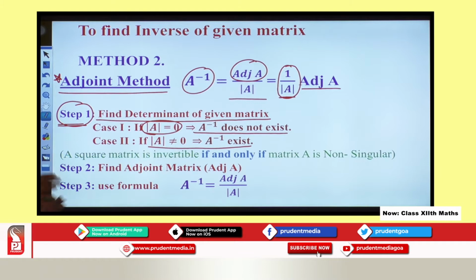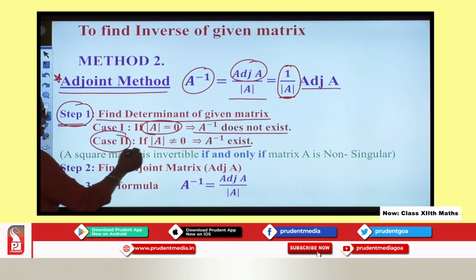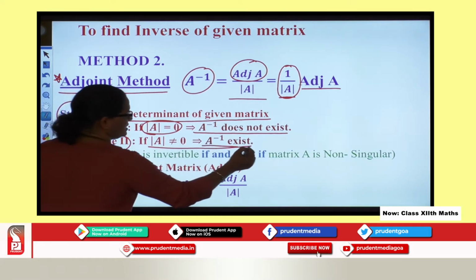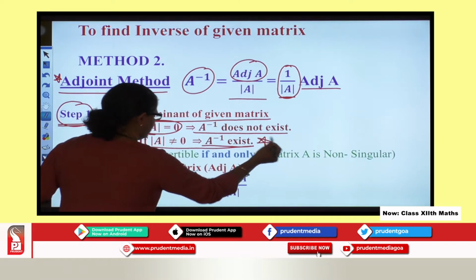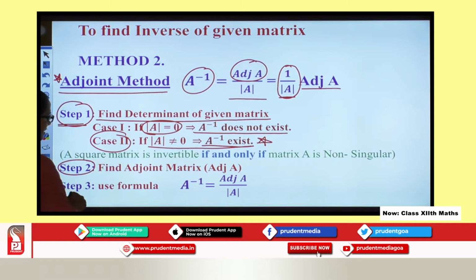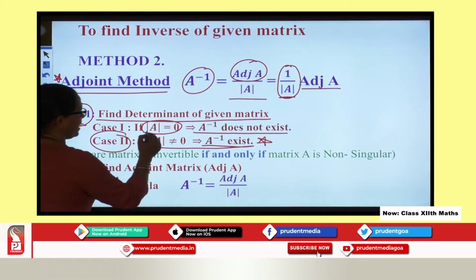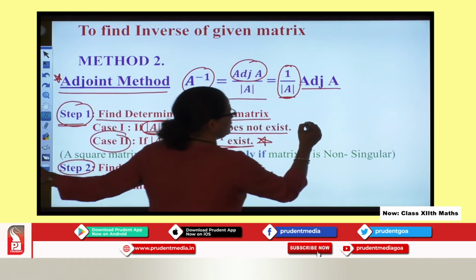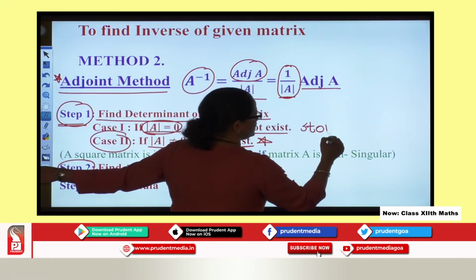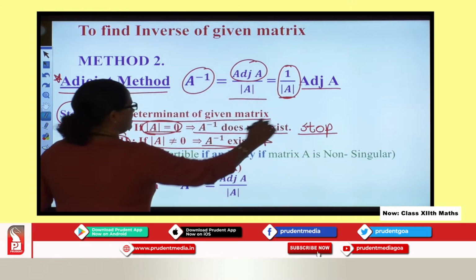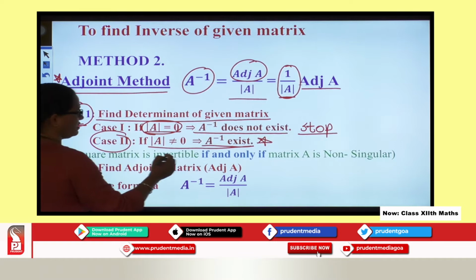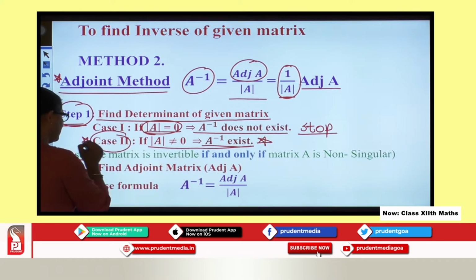Now we proceed further with the second case, saying that the determinant of A is not equal to 0. It can be a positive number, it can be a negative number, but it cannot be 0. Perfect. So we say A inverse exists. Since A inverse exists, we go to the second step. Suppose A inverse does not exist, we need to stop over here. We cannot proceed further. Just mention A inverse does not exist, stop. But now we talk about the second case, where A inverse exists, and we proceed further.